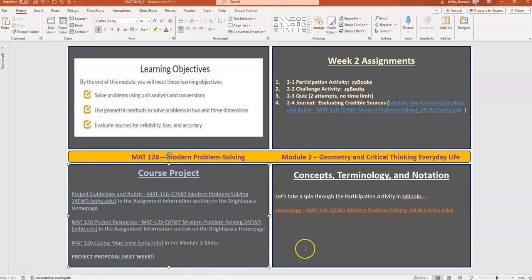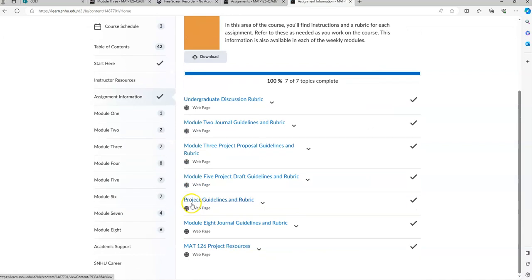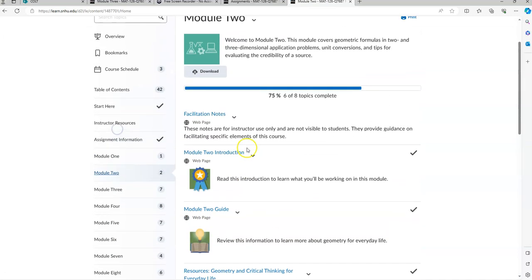Let's see. So finally, let's wrap this up with some concepts, terminology, and notation. Since there's so much going on this week, I thought we would take a spin through the participation activity in zyBooks and see what this is all about. I have this hyperlink for us here. Let's go over to learning modules, and then down to our participation activity in zyBooks.